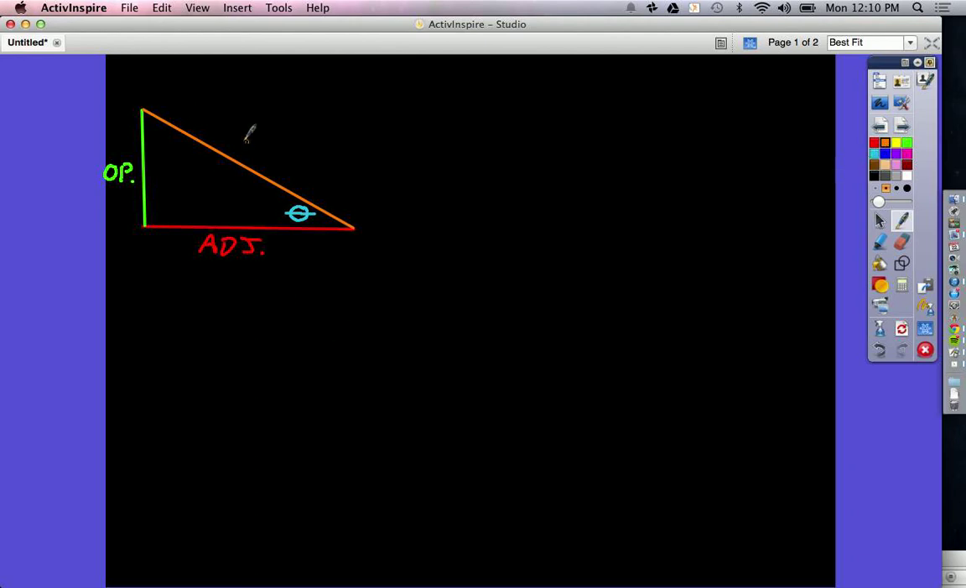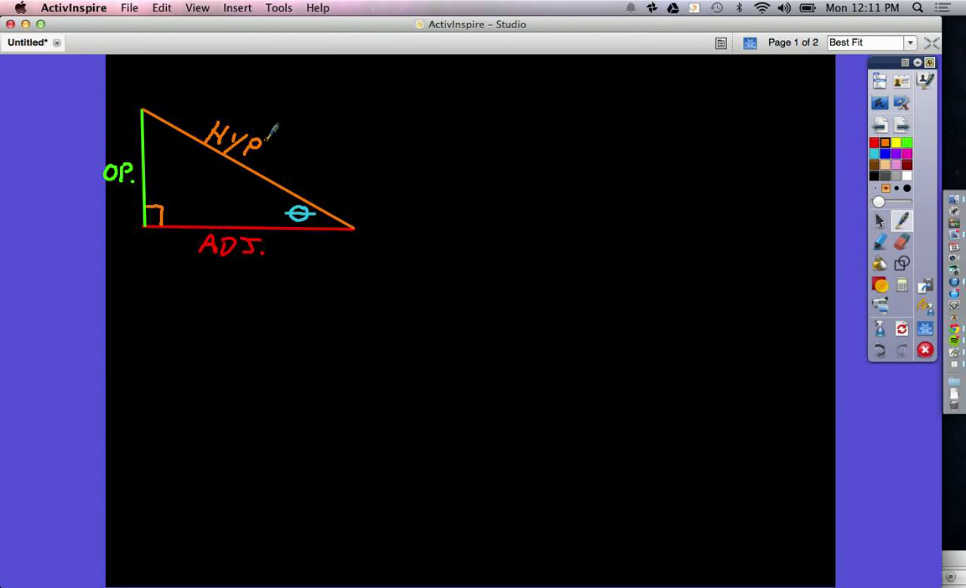And the orange side, I know the orange side is also next to the angle, but we don't call that adjacent as well. We actually call this side the hypotenuse. And how do you know the difference between the adjacent side and the hypotenuse? It's because the hypotenuse is always the side that's opposite the 90-degree angle on your triangle. So the side that is opposite that angle, that's always your hypotenuse, and it's always the longest side of your triangle.